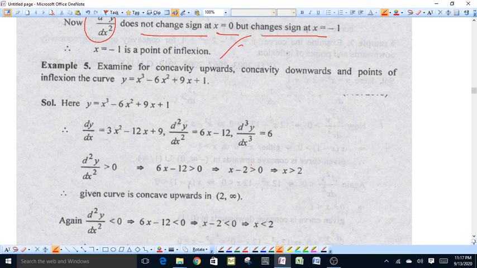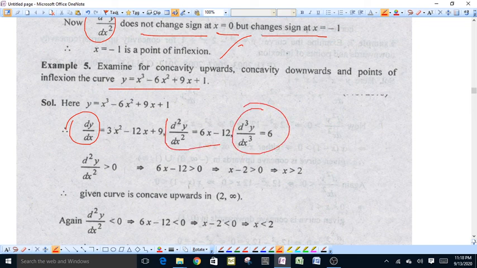Let us take another example. Suppose we have a curve y is equal to x cube minus 6x square plus 9x plus 1. First order derivative is equal to 3x square minus 12x plus 9. Second order derivative is equal to 6x minus 12, and third order derivative is equal to 6.